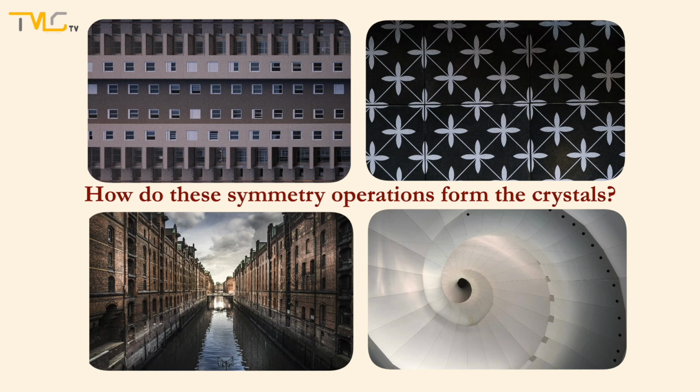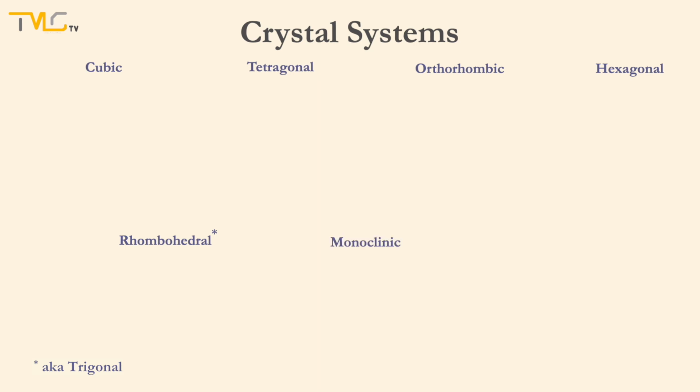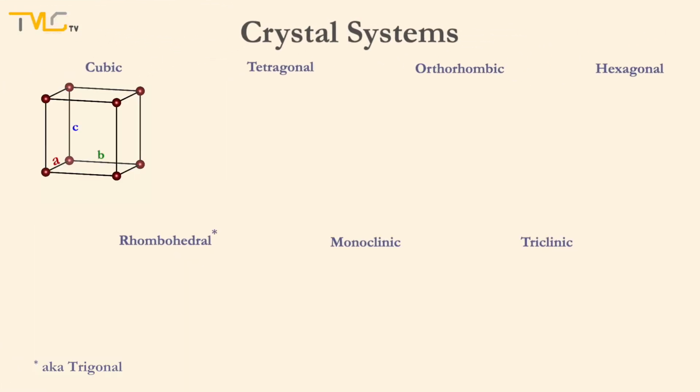Using these symmetry operations, 7 different crystal systems were developed, and these crystal systems are cubic, tetragonal, orthorhombic, hexagonal, rhombohedral, monoclinic, and lastly, triclinic. The dimensional and the angular variation leads to the difference between these crystal structures. Let's take a look at them. For cubic, A, B, and C dimensions are equal to each other. The angle between B and C is labeled as alpha. The angle between A and C is labeled as beta. And the angle between A and B is labeled as gamma. And these angles are equal to each other and 90 degrees.